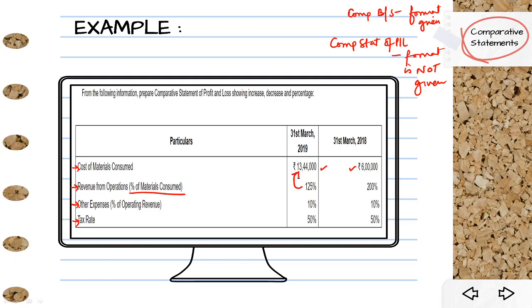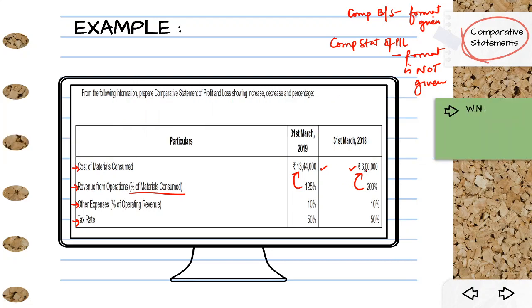It is 125% of 13,44,000 and 200% of 6 lakh. That is how we'll calculate the revenue from operations. So this is our working note. Revenue from operations in 2019 will be 125% of, there's a mistake here, 13 lakh 44,000, and in 2018 it will be 200% of 6 lakh.